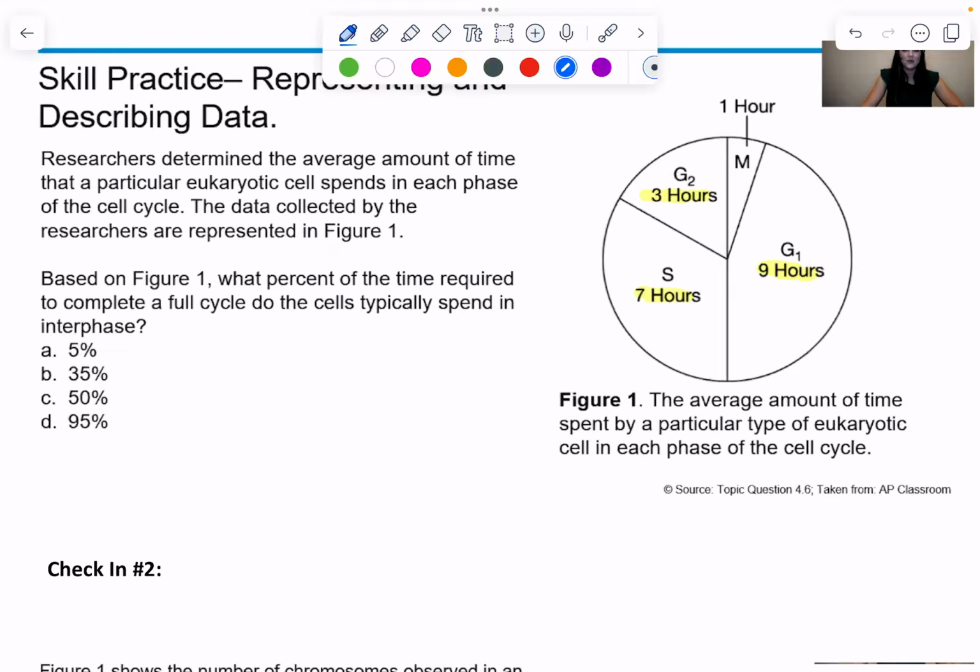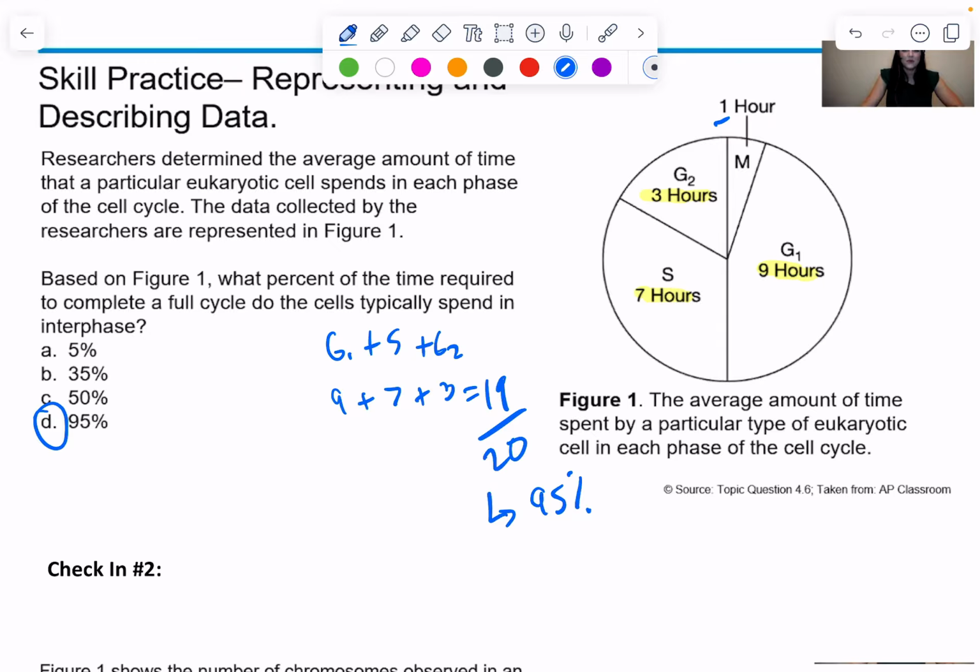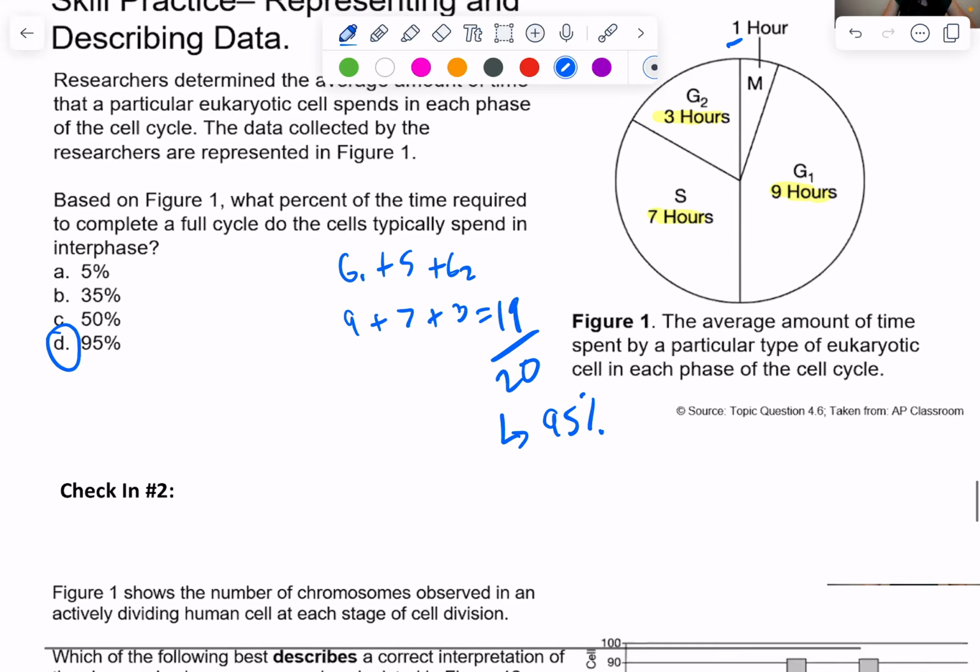If we add all of those up, we should get 19. Right? And so 19 hours were spent in interphase, and then the total amount of time is just adding the cell division, which was 1 hour. So we have 20 total hours spent in the cell cycle, 19 of which was in interphase. And so we just do 19 divided by 20, and that would give us 95%. And so a cell spends most of its time in interphase.